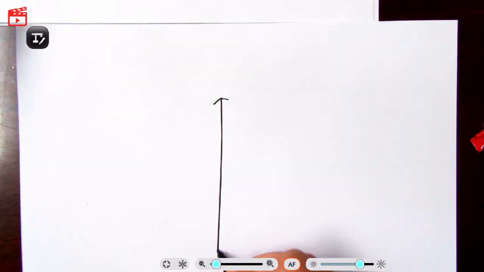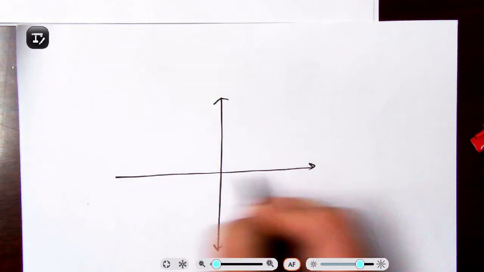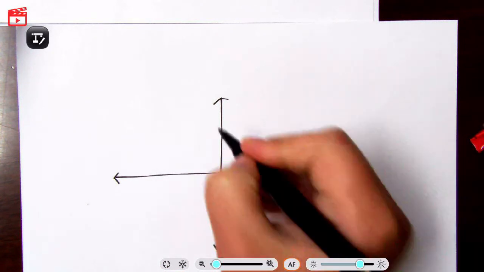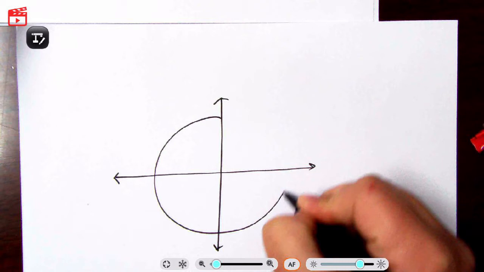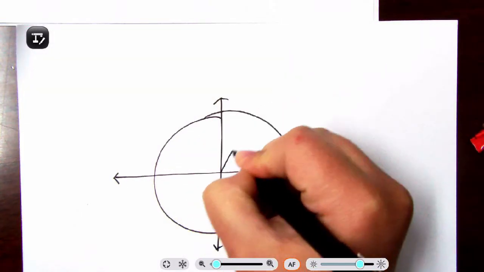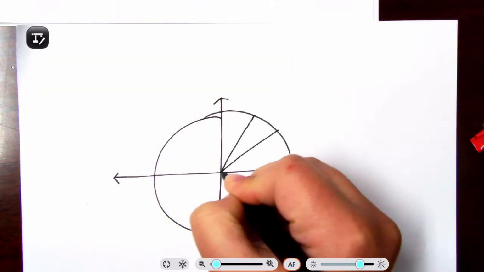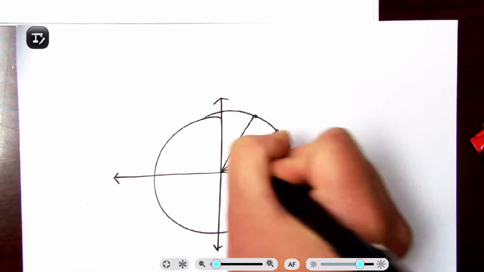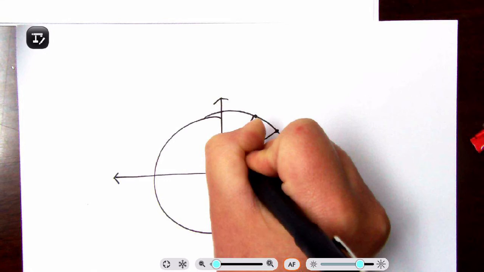And again, I want to focus on quadrant 1 because if you know quadrant 1, you know all of them, because all you have to do is copy and paste those triangles. Let's try to draw a circle. Here are our 3 different lengths. We have 30 degrees, 45 degrees, 60 degrees.